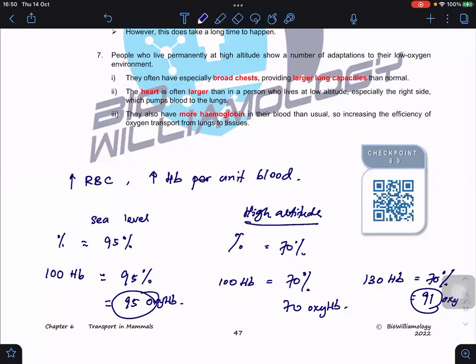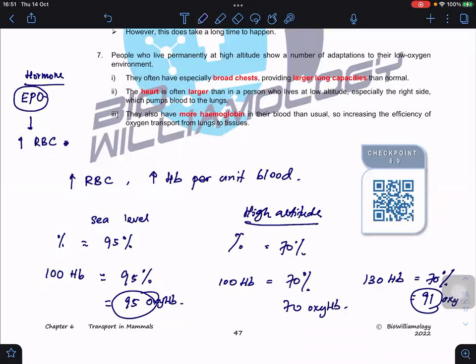One of the hormones involved here is called erythropoietin, EPO. EPO is a hormone released by our kidney, so that our bone marrow will know. When the EPO is released, our bone marrow knows, oh yeah, we need to produce more red blood cells. So EPO causes the increase in red blood cells. Are you clear? By increasing the number of red blood cells, we will be able to compensate for the lower percentage saturation by having more hemoglobin per unit blood.